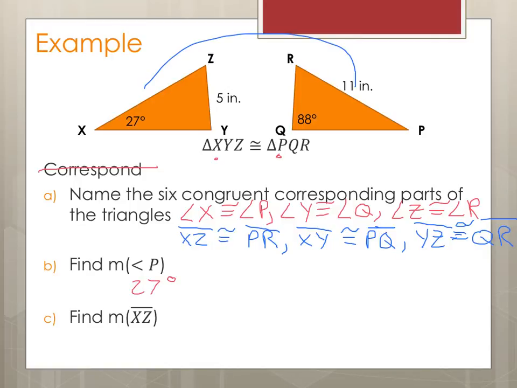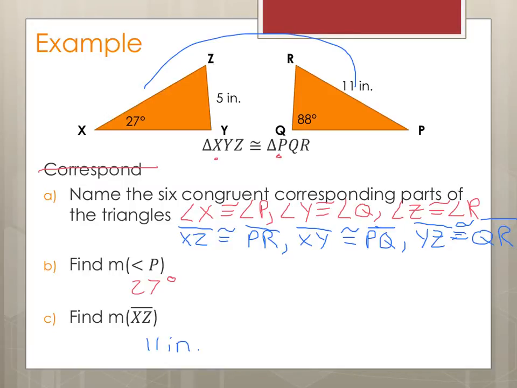Okay, now we need to find the measurement of XZ. This side we know corresponds to PR over here, and since these are congruent, it looks like this is going to be 11 inches. Okay, so to review, all the angles are going to be corresponding or equal, and corresponding edge lengths are equal as well.